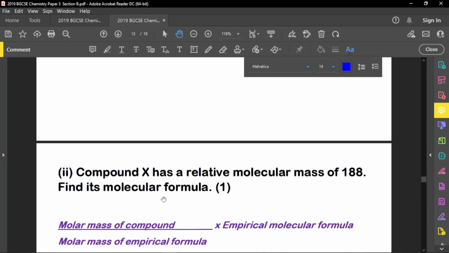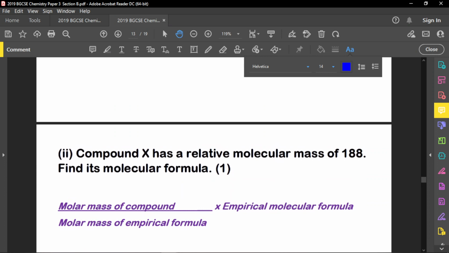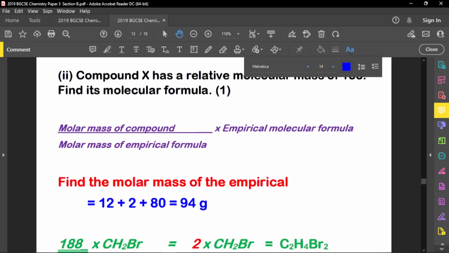Find its molecular formula. And so again, I'm going to show you a little equation right here to use, and then I'm going to work out the steps. The equation you can use is the molar mass of the compound, which is 188, divided by the molar mass of the empirical formula, and then you multiply it by the empirical formula. So I want you to understand that. Now I'm going to substitute here.